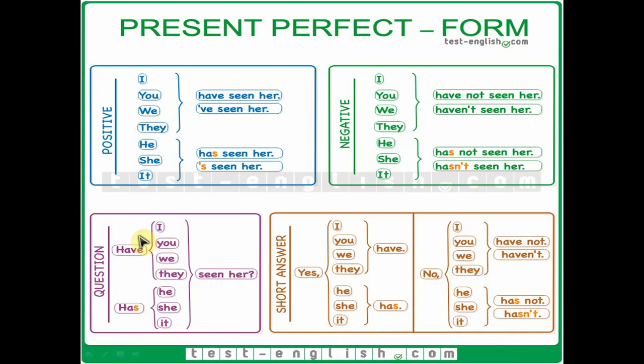Now let's see how to make a question. Here we have to start with have or has, then the subject, then the past participle form of the verb. To answer this question, we answer with yes or no. So when someone asks you, have you seen her? You can say, yes I have, or no I haven't, or I have not. That's about the form of the present perfect tense.